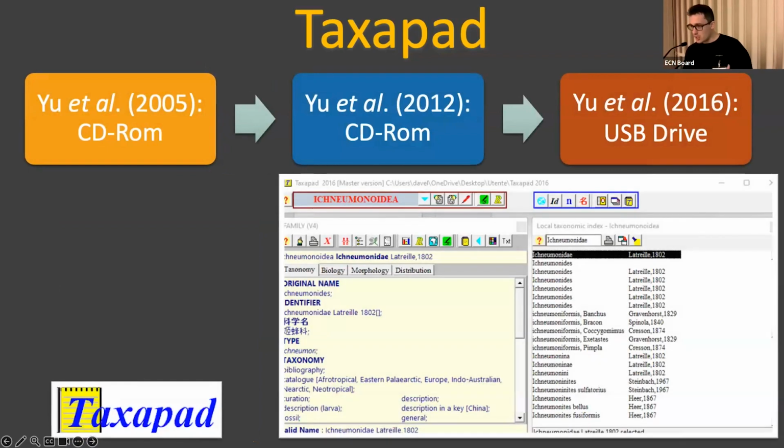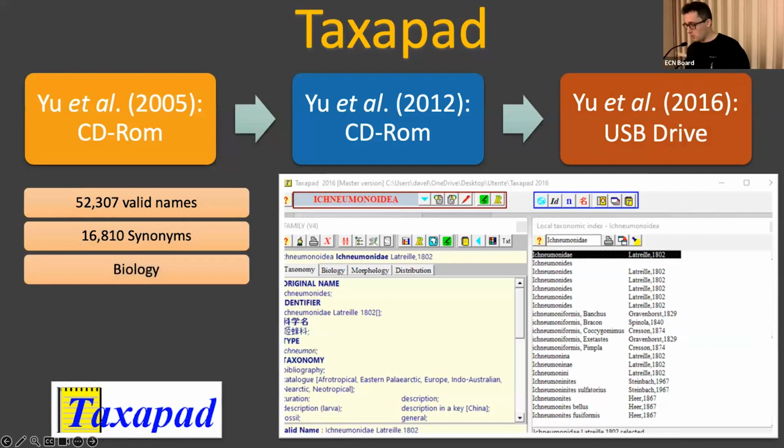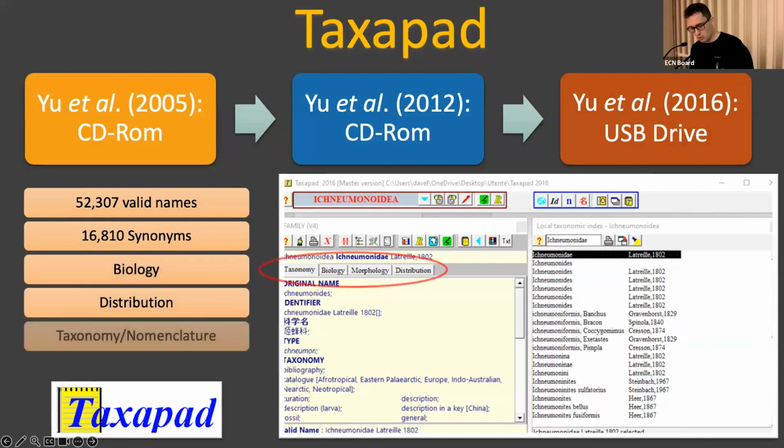So this was done entirely by DKU, which was the first author, and it contained the entire Ichneumonidae, so Braconids plus Ichneumonids, 52,000 valid names, more than 16,000 synonyms. There is biology information, distribution, taxonomy, and nomenclature. So you can actually tap on those windows and you have all this information. You can download some data, you can download references, of course.